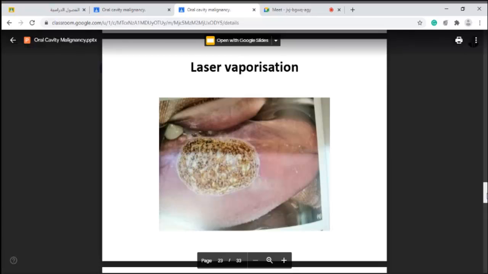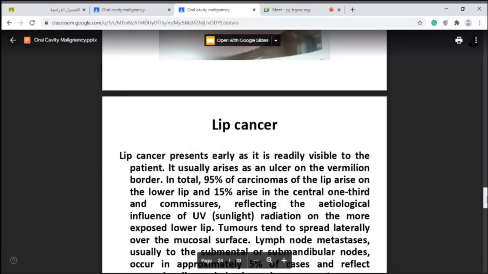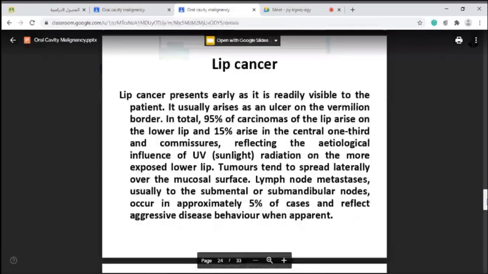Regarding lip cancer, cancers of the lip of the mouth present early as the lip is really visible to the patient. Definitely, once he notices something on his lip, he will present and ask for medical consultation. So it usually arises as an ulcer on the vermilion line.